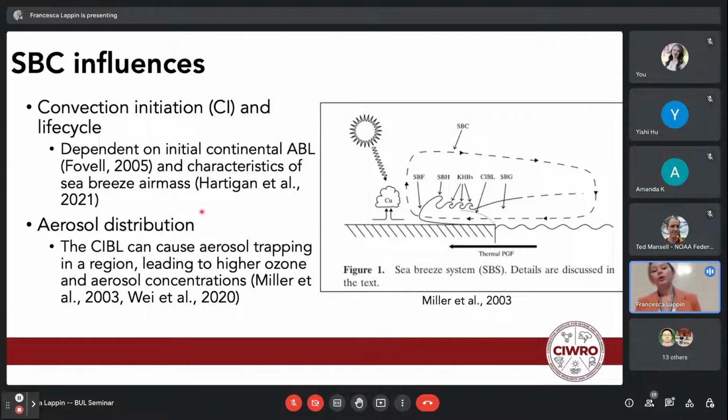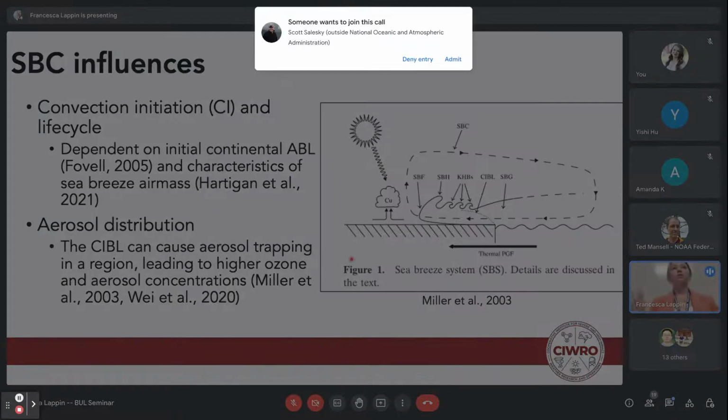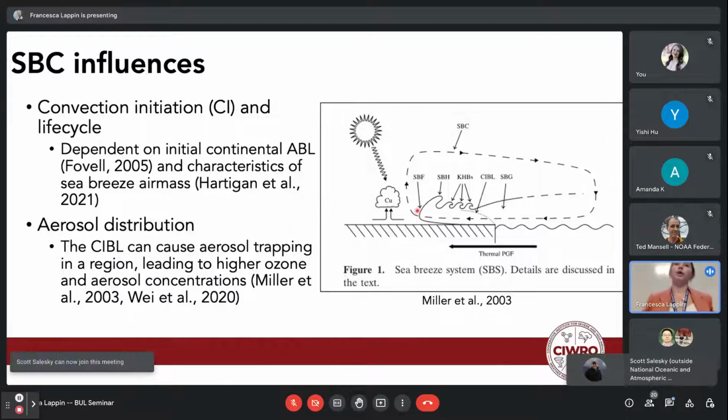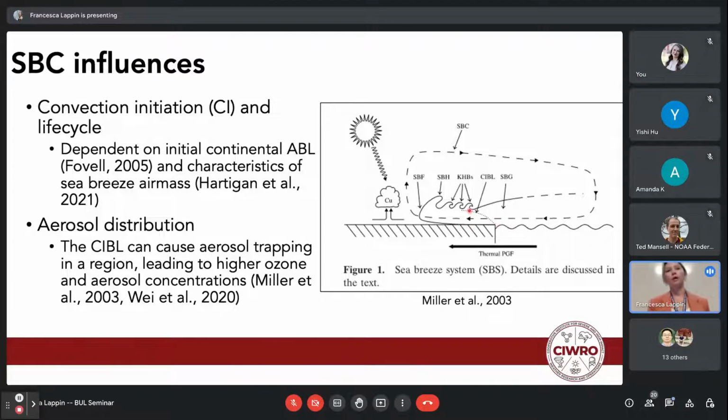Also, with your aerosol distribution, there's kind of a twofold method. So you can have where there's enough lift and you have your aerosols being forced upwards, and you get this ventilation effect where it's taken back out to sea. Or you have a strong enough internal boundary layer where all of those aerosols or ozone concentrations are trapped very close to the surface, which is obviously not great for human health overall.